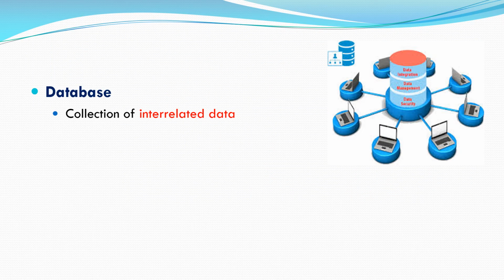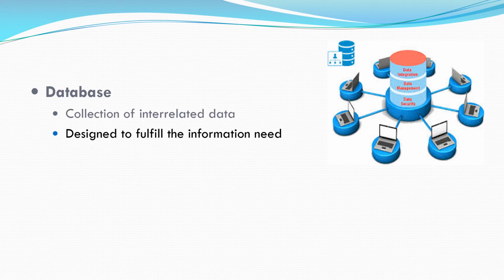Next term is database. A database is used to store information useful to an organization, and it is a collection of interrelated data which is designed to fulfill the information need. So here in this diagram, many devices are connected to a database, and using those devices we are collecting the interrelated information, and one particular information need we are fulfilling over here by storing that data into a database.